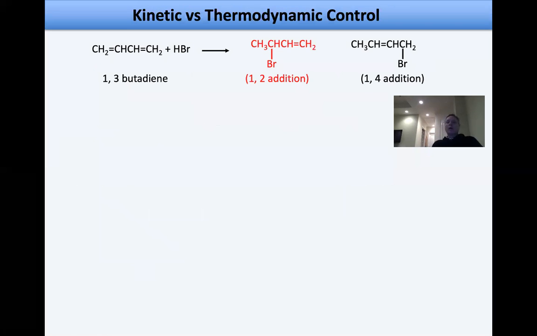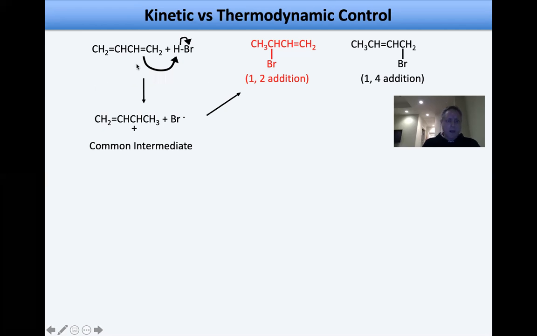So, kinetic versus thermodynamic controls are on the AAMC content outline. This reaction here is a classical example. We have 1,3-butadiene plus HBr, and it gives you a 1,2 addition product or a 1,4 addition product. And you should remember from Zaitsev's rule, that is, addition to alkenes that follow Markovnikov's rule, the more substituted alkene is the most stable one.